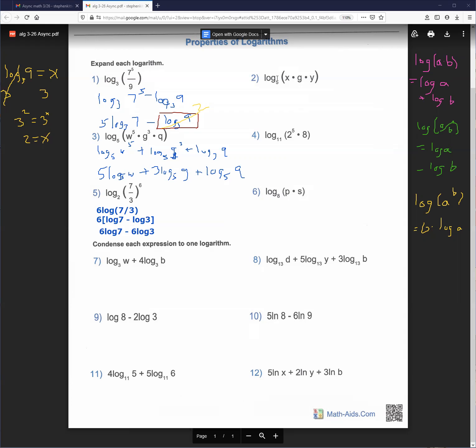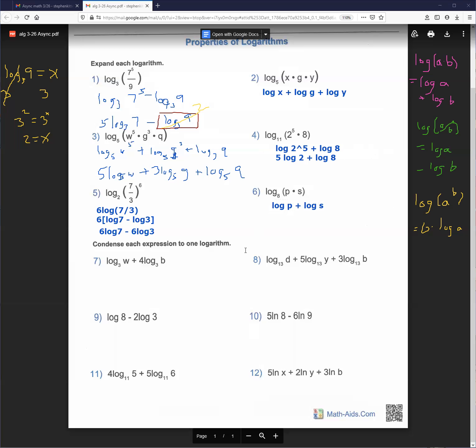One of these or the other. For number 2, triple product, this is going to be just like number 3: log base 5 of x plus log base 5 of g plus log base 5 of y. Number 4, we do have an internal product, so we're going to start with that. Plus log of 8, and then we've got a power, so let's use our third property and bring it out front. And number 6 seems like the easiest of the bunch because it's just a single product, so it's log of p plus log of s. And that should address everything at the start.